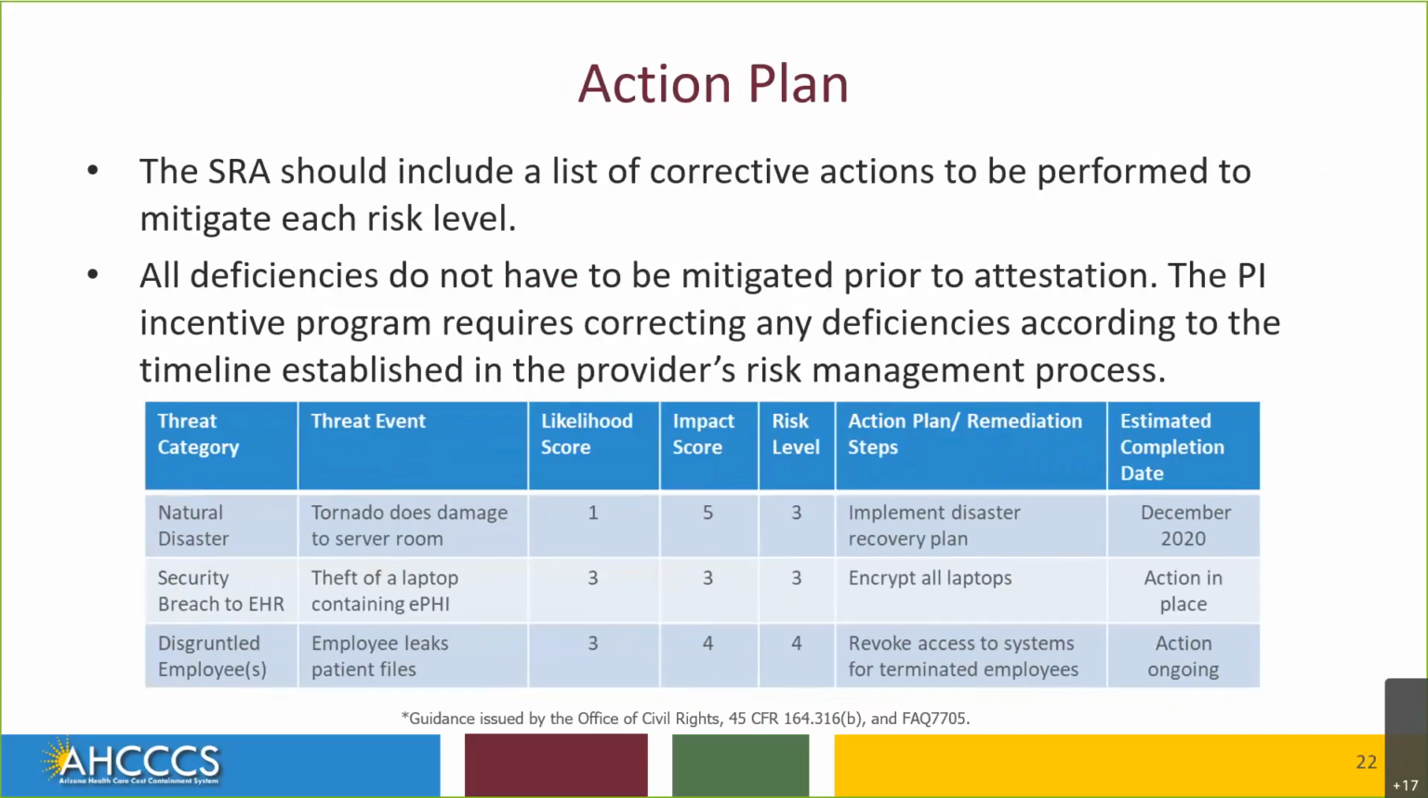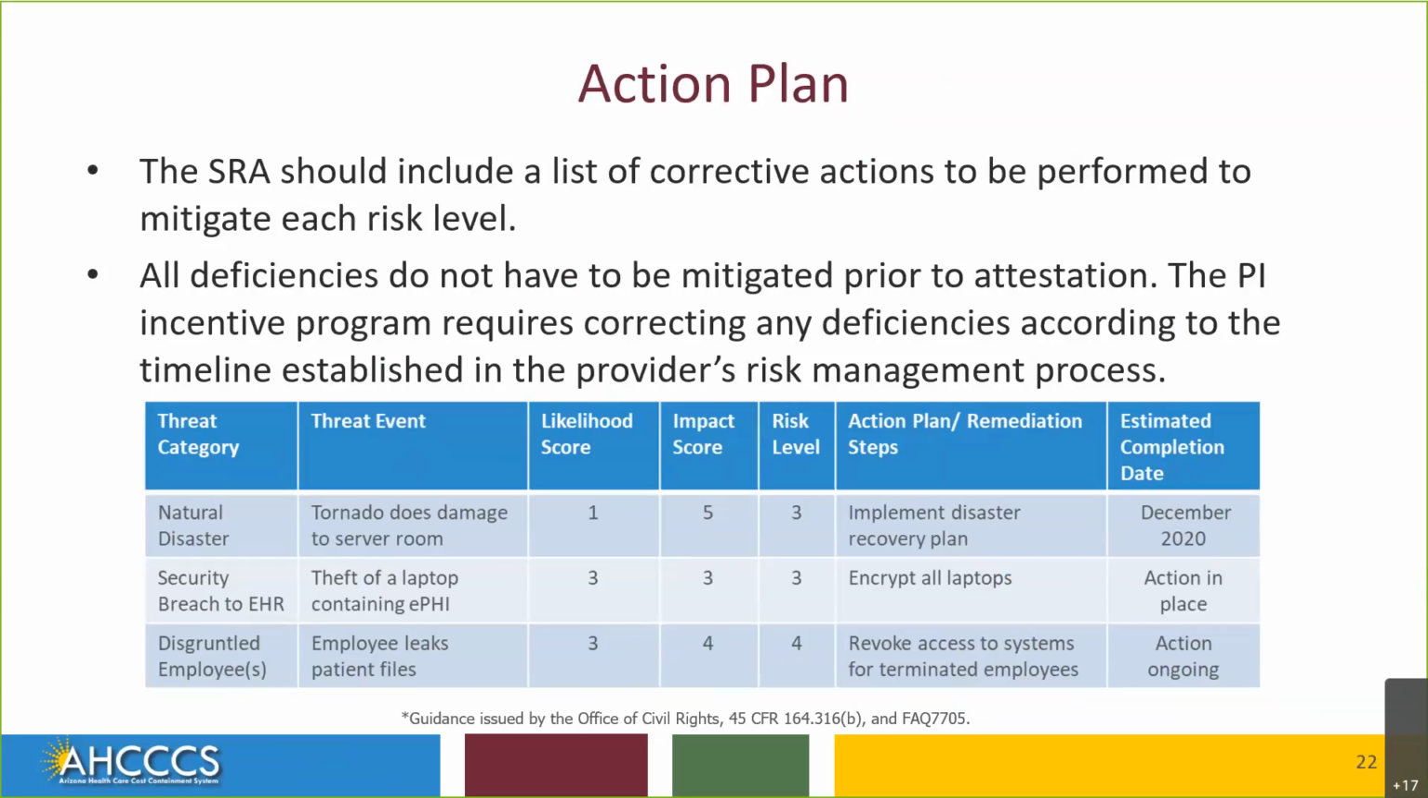So that action plan. The SRA should include a list of corrective actions to be performed to mitigate each risk level. So all deficiencies do not have to be mitigated prior to attestation. The PI incentive program requires correcting any deficiencies according to the timeline established in the provider's risk management process. So as you can see, we're taking those risk levels. So if you look in the 5th column, the header name is risk level, and you can see those risks. So it's 3, 3, and 4.